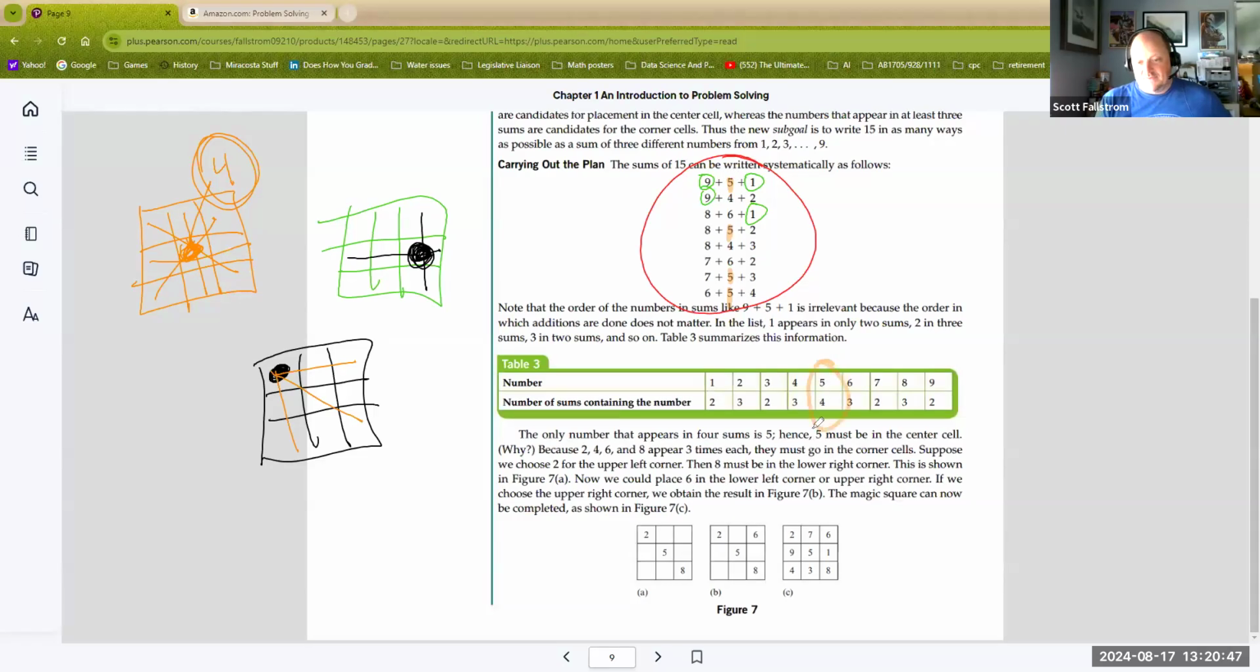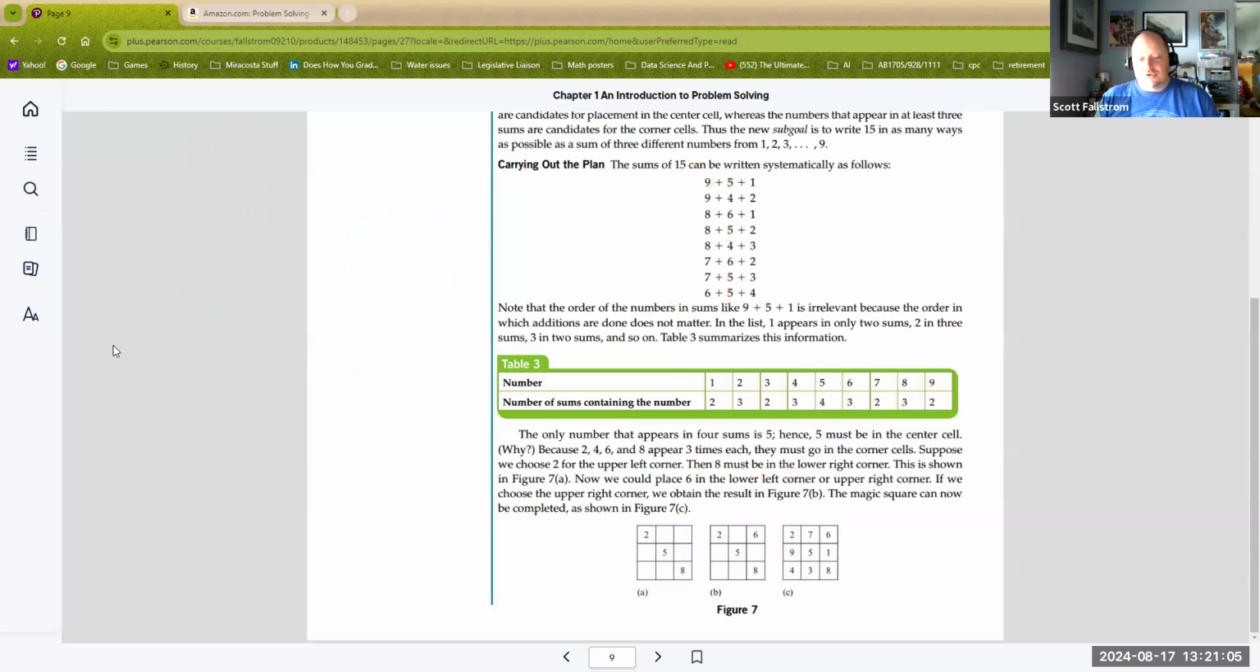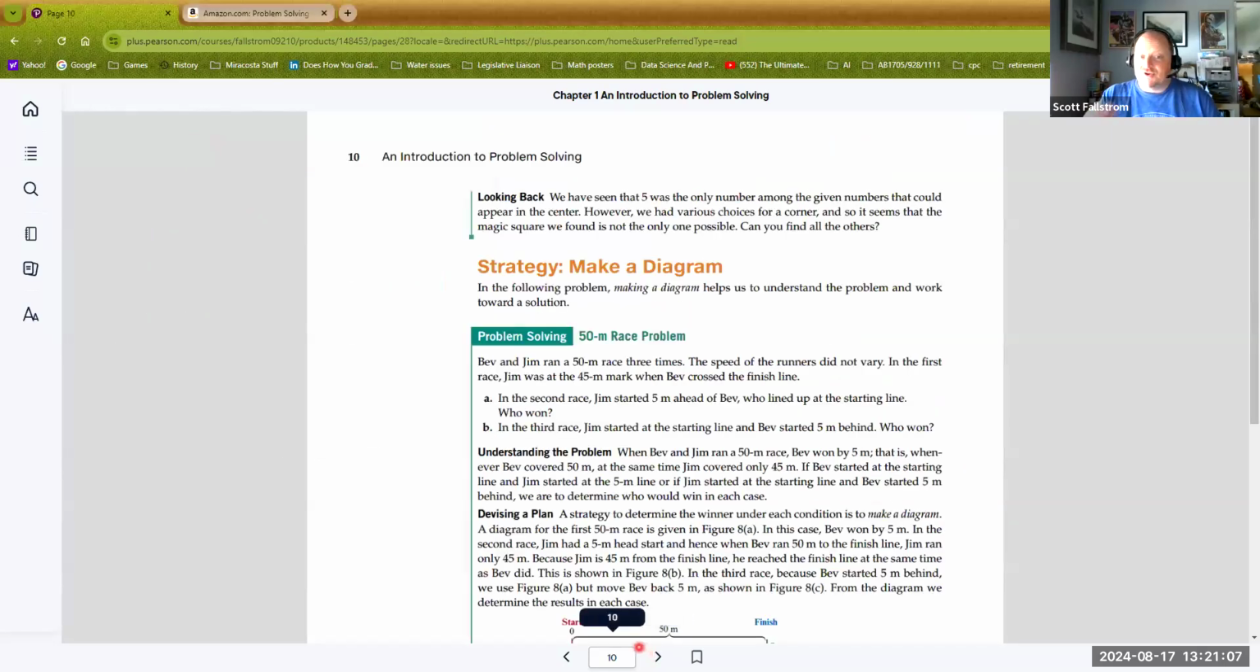4 times the number 5 shows up, and that is why the number 5 has to be in the middle. So you see what I'm saying? Problem solving. If you just start putting numbers in without thinking, without understanding the problem, without getting a plan, you could be there for a very long time and probably get very frustrated. My goal is to show you that it doesn't have to be like that, but you have to change the way you approach a problem.